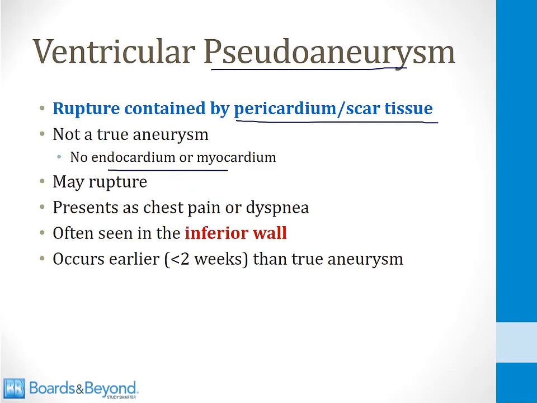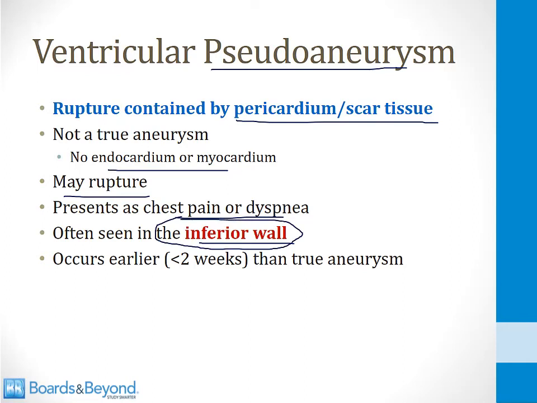These can be very dangerous because they may rupture. They sometimes present as chest pain or dyspnea, and they're more common in the inferior wall. And the two major contrasts between a true aneurysm and a pseudoaneurysm are the location and the timing. So true aneurysms usually happen in the anterior wall, like I showed you on the last slide. Pseudoaneurysms are much more common in the inferior wall.